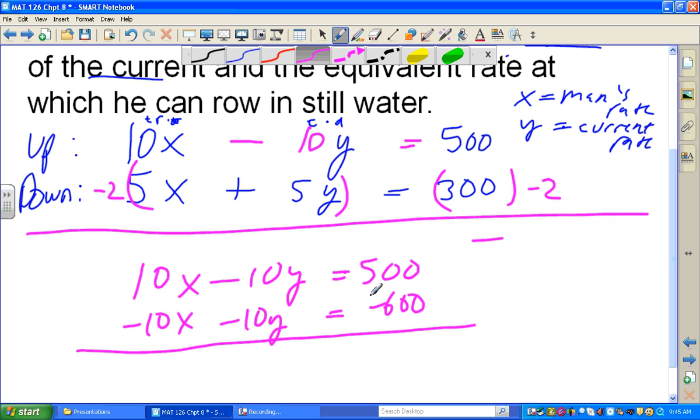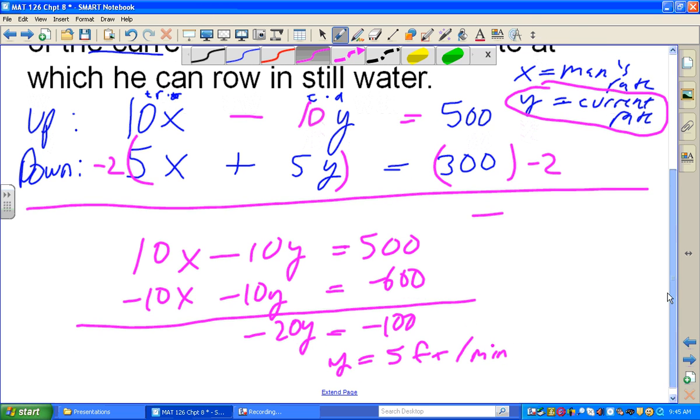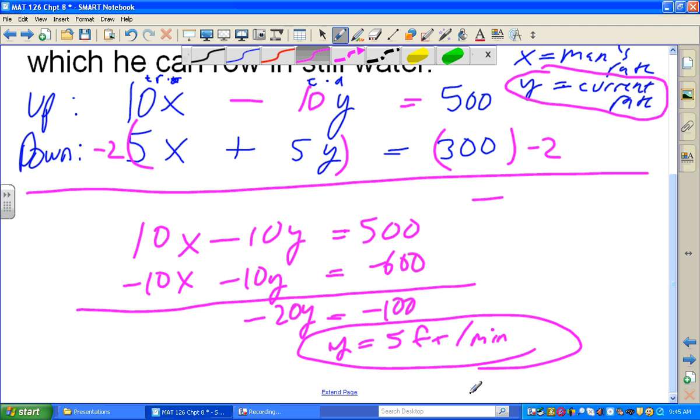It works so well when you do this. Why did you multiply by negative? I'm knocking out the x's. Oh, because you want to get rid of the x's. Yeah, I'm looking for the current rate. So I got -20y equals -100. 5 feet per minute. Is that fast? Eh, not really. That would be 1 inch per second. Nice.